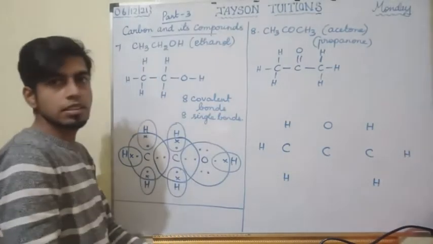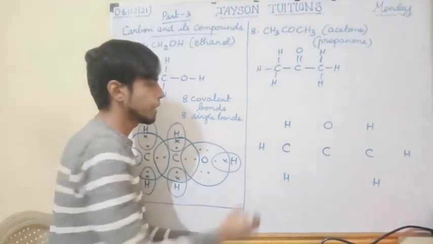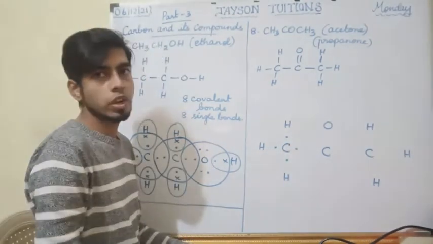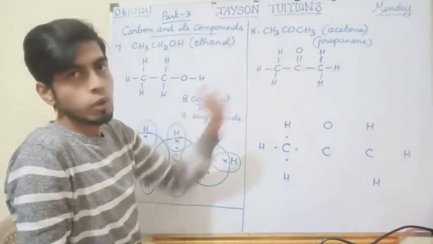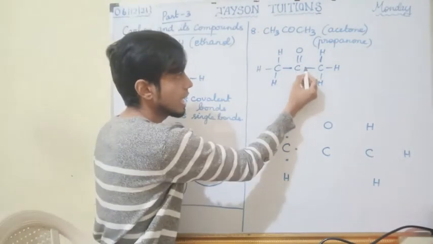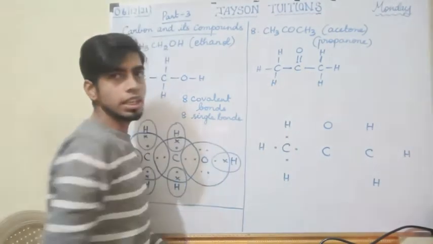Okay, so like this you have to draw. First we will put the dots for carbon. 1, 2, 3, 4. 4 dots for carbon. For this carbon, how to keep the dots? See here, 1 dot this side, another dot this side, and 2 dots you have to keep on the top.